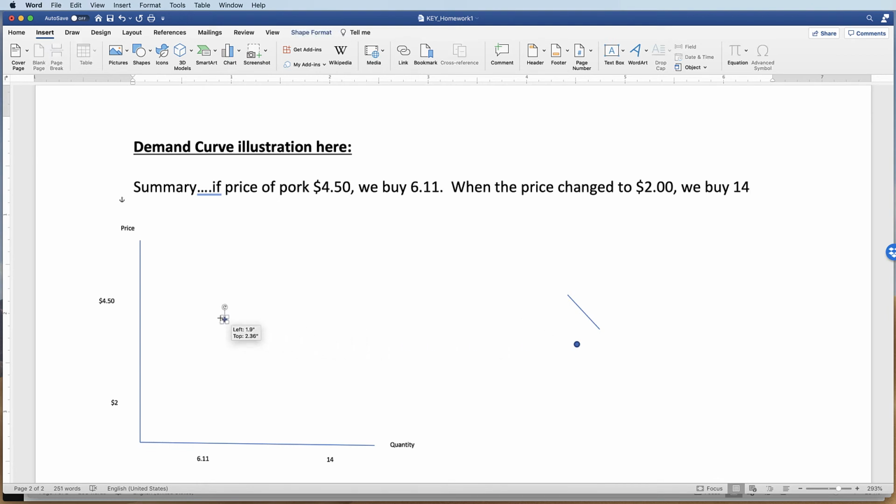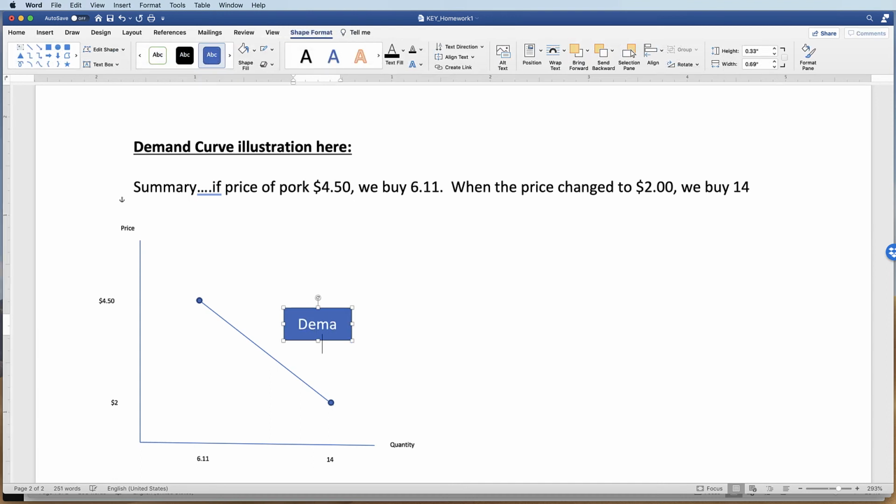When the price was $4.50, really high, we bought 6.11. So that is $4.50, that is 6.11. That is the point. The next point is when the price dropped down to $2, we bought more, which I'm going to plot right there at 14. Then you're just going to connect these with a line that I've already got here. And the result is that this is demand.